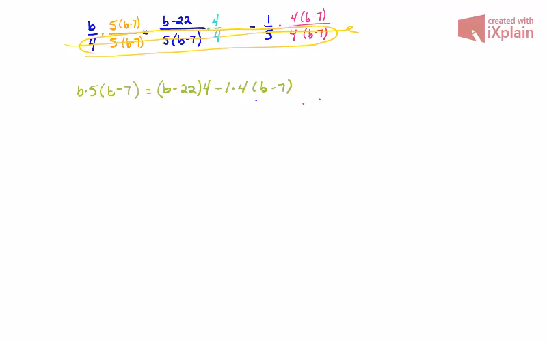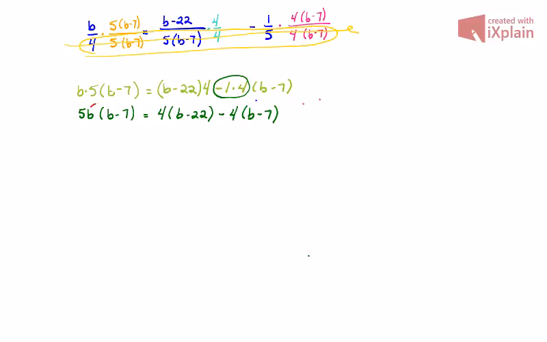But this is all still kind of messy looking. So I'm going to rewrite this so that it's a little bit more familiar. So I'm going to do an intermediate step. Instead of b times 5 times b minus 7, I'm just going to use my commutative property and say that's going to be 5b times the quantity of b minus 7. I'm also going to use my commutative property to move my 4 in front of b minus 22. And I'm also going to take care of this multiplication straight away. So a negative 1 times 4 is going to be minus 4 times the quantity of b minus 7.